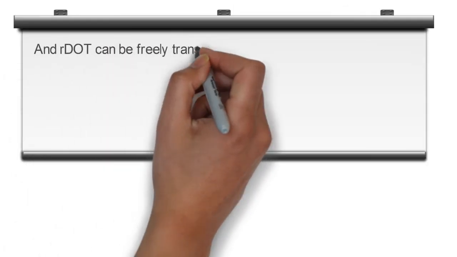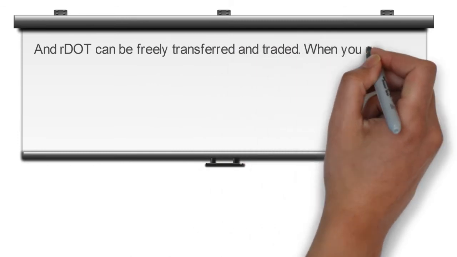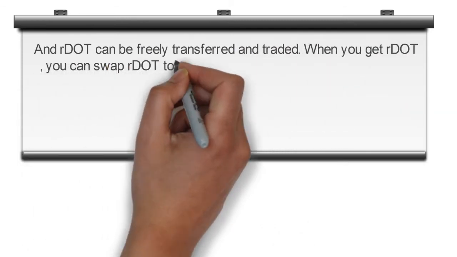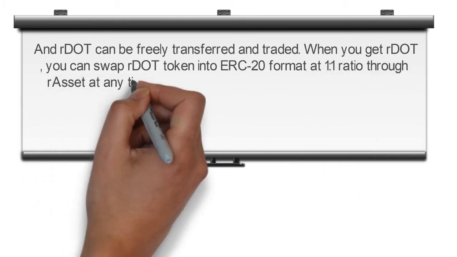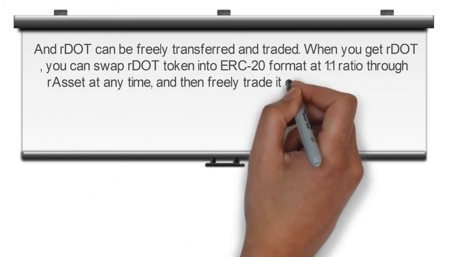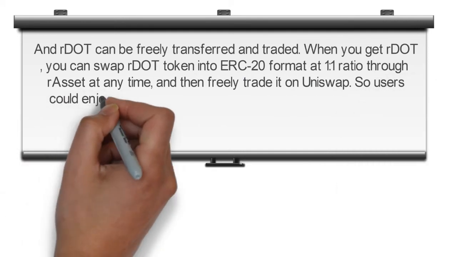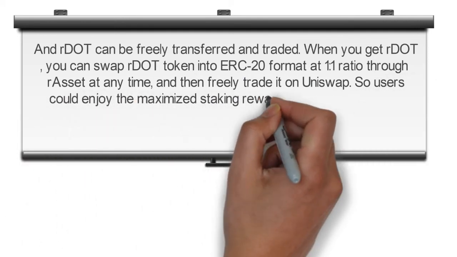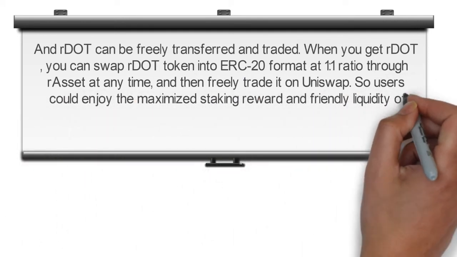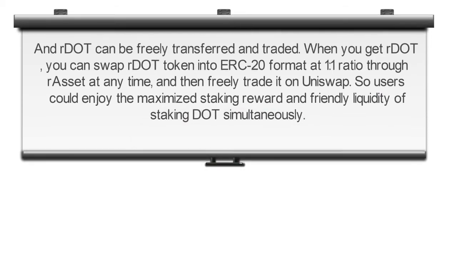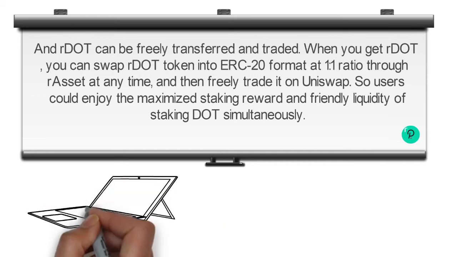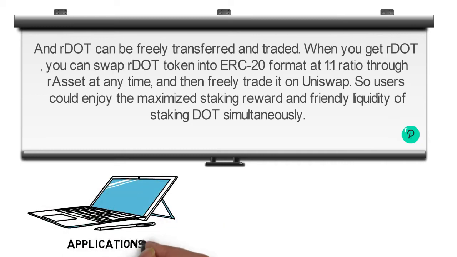When you get rDOT, you can swap the rDOT token into ERC20 format at a 1-to-1 ratio through rAsset at any time, and then freely trade it on Uniswap. So users can enjoy the maximized staking reward and friendly liquidity of staking DOT simultaneously. More applications of rDOT are expanding. Please stay tuned.